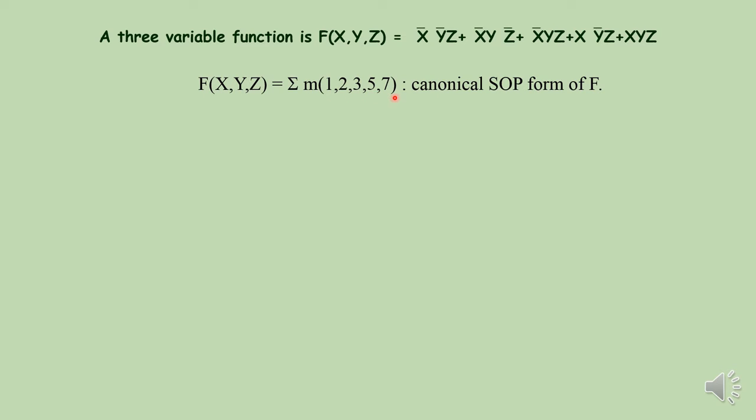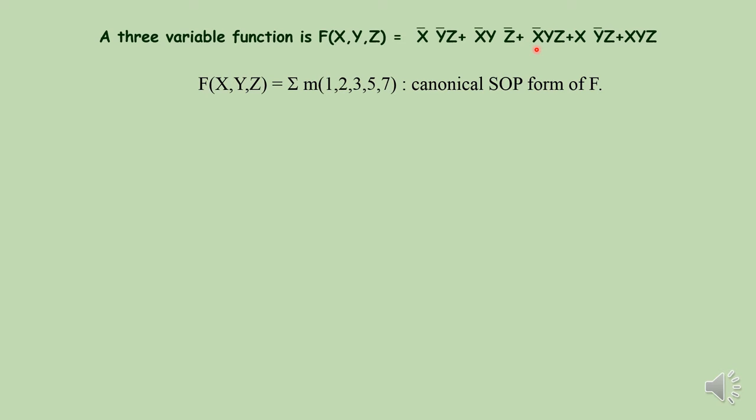5 7. Why do we write 1 2 3 5 7? Because we know in canonical SOP form, a single variable is represented by 1 and a complemented variable is represented by 0. So the first term is x bar y bar z, that means 0 0 1. 0 0 1 means 1, so here we write 1. The next term is 0 1 0. 0 1 0 means 2, so here we write 2.